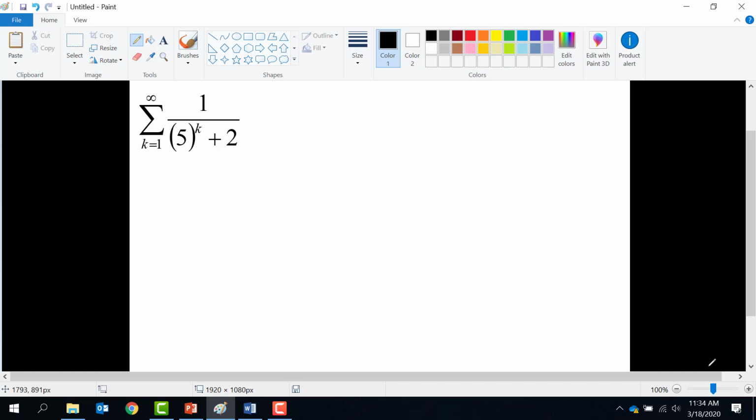So again, you should recognize that the plus 2 in the denominator can be ignored, and what's going to happen with the series is mostly determined by the 1 over the 5 to the k. And again, the 1 over the 5 to the k can be written as 1 over 5 to the k, which then allows you to see it as a geometric series, and the common ratio is 1/5, and so the series converges.